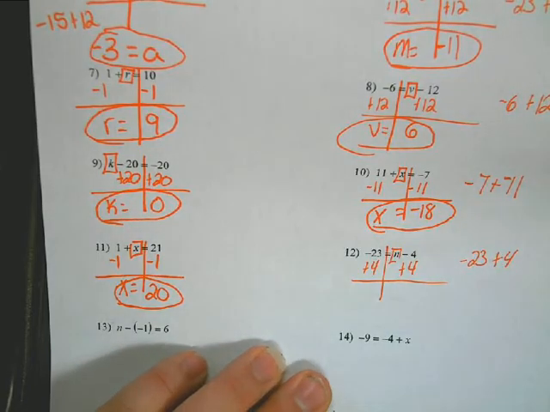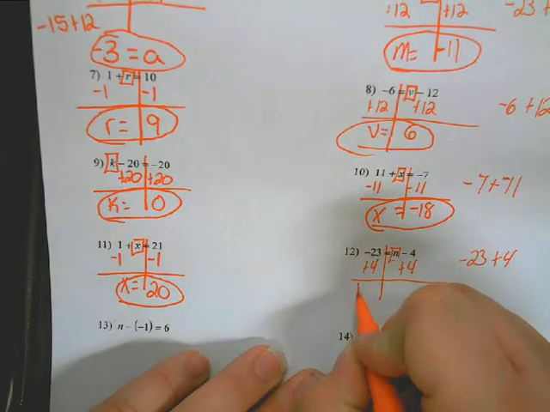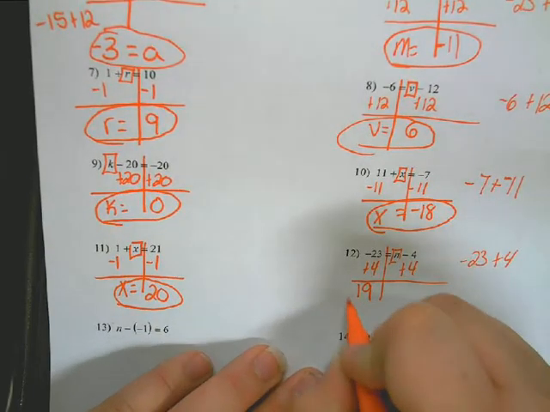Subtract. How are they the same, Kimmy? It said negative 23 plus 4. Different signs. So I gotta subtract. So 23 minus 4? 19. Positive or negative 19? Negative. Negative 19 is equal to N.